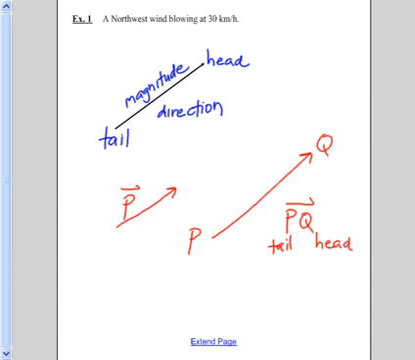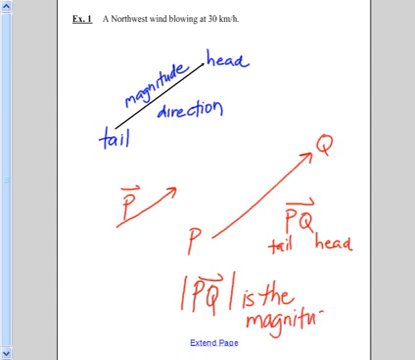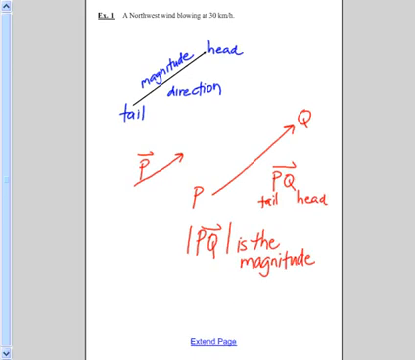If you put absolute value bars with vectors, that would mean the magnitude of vector PQ. Another word for magnitude is size. Our vector size was 30 kilometers per hour. This vector has been given to us as a diagram. Its magnitude or size is 650 newtons.